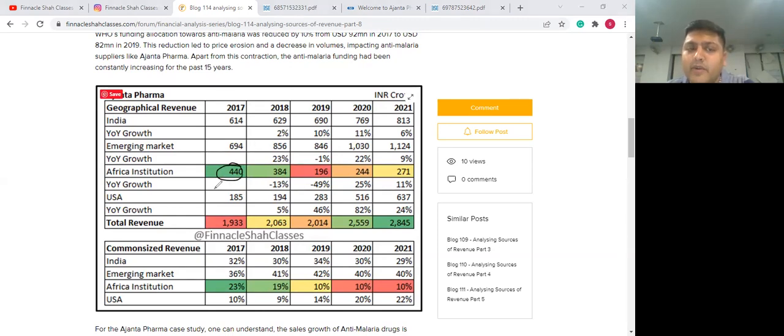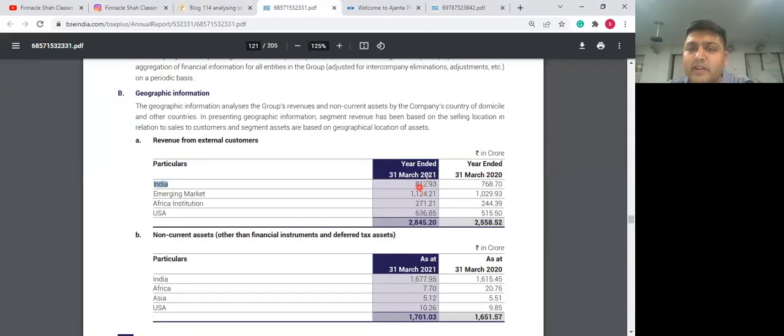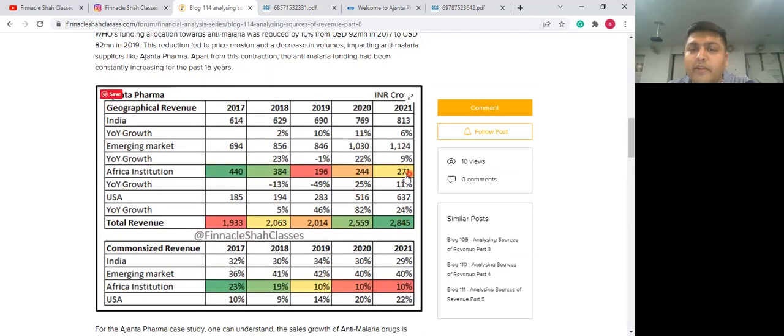You simply take revenue and divide it by the overall revenue. Now, if you would want to verify the figures, you can take a look at this. So Africa institution is 271 crores for 2021, where 2845 crores is precisely the overall revenue. 271, if you divide it, you should get 10%.